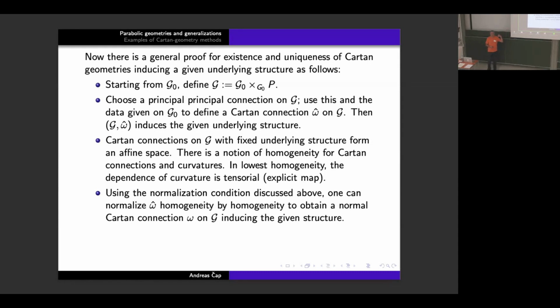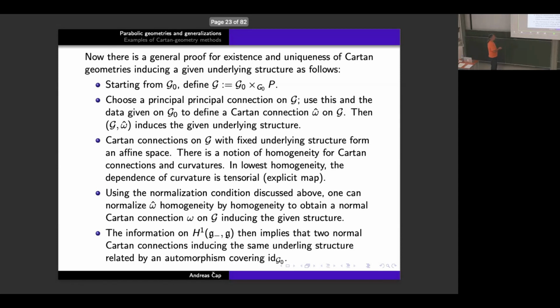Yeah, this finishes the existence part. If I start with an underlying structure, I find a Cartan geometry inducing that structure whose connection satisfies this normalization condition. I'm done with existence. What about uniqueness? Uniqueness here is even nicer than it was before. Namely, you don't have to care about the construction. If you have two normal Cartan geometries with the same underlying structure, they are isomorphic.